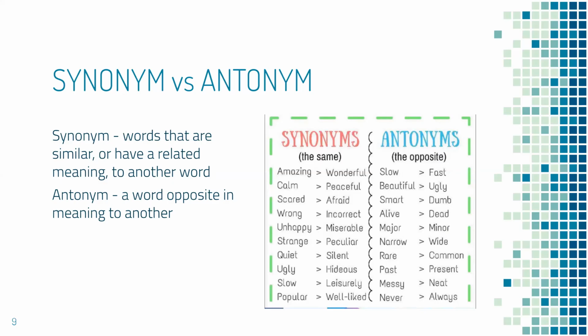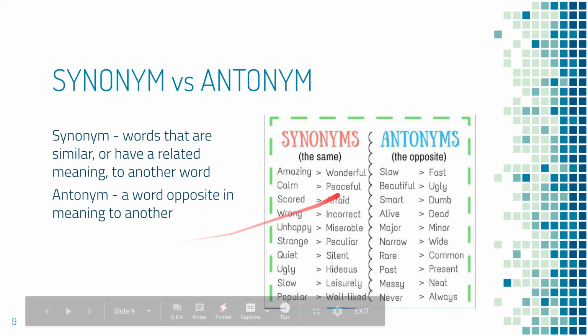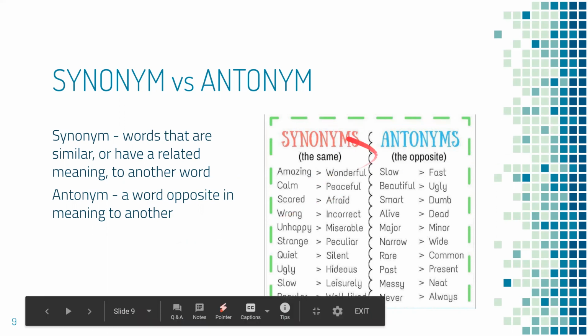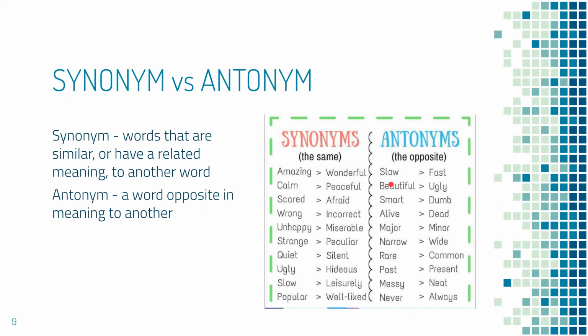Okay, now we're going to talk about synonyms versus antonyms. So synonyms are words that are similar or have a related meaning to another word. Antonyms are the opposite. It means a word opposite in meaning to another. So here are some examples. We have amazing and wonderful. So this would be a synonym because they're very similar. An opposite, or an antonym, would be slow, fast. So as we see, slow is the opposite of fast.